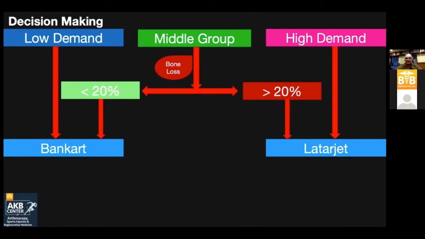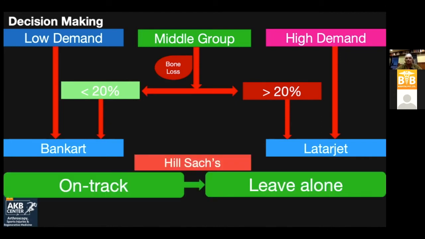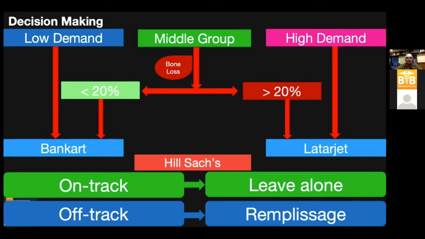The second thing is how to deal with the Hill-Sachs lesion. Rohit very clearly demonstrated last time. If the Hill-Sachs lesion is on track, we can leave it alone. If the Hill-Sachs lesion is off track, then we have to do a remplissage, as I showed in my animation.